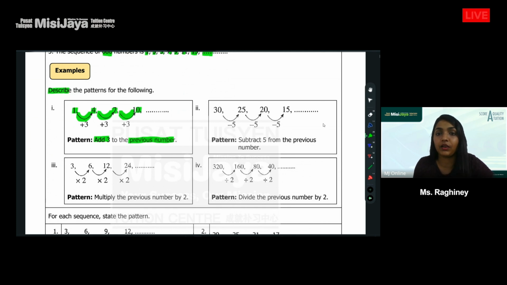Simple, right? If I give you a sequence like 30, 25, 20, and 15, what's actually happening here? What's the pattern? How do I describe it? I need to subtract 5. Subtract 5 from the previous number. All right?